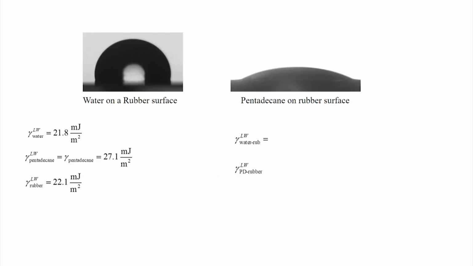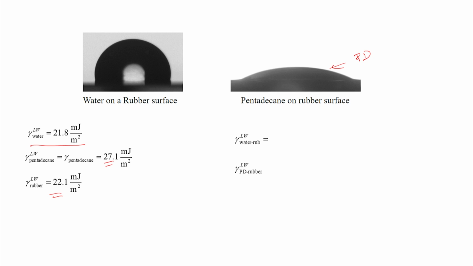So, let us do some small problem here. Let us say there is a drop of water that is dispensed on a rubber surface, silicon rubber or natural rubber or something like that. Let us say that the LW component of water is 21.8 millijoule per meter square, and there is another liquid, pentadecane. Pentadecane has LW component 27.1 millijoule per meter square. This rubber has a LW of 22.1 millijoule per meter square.